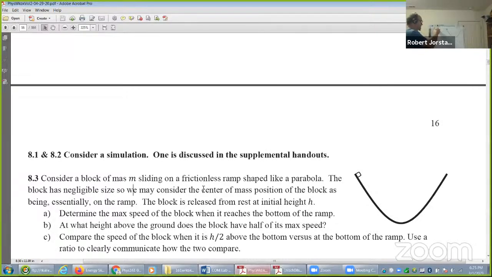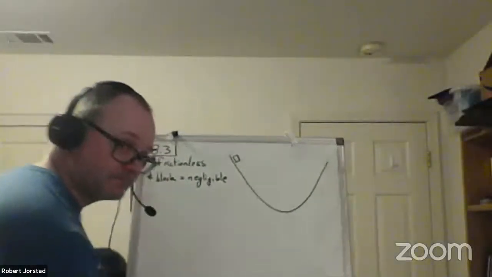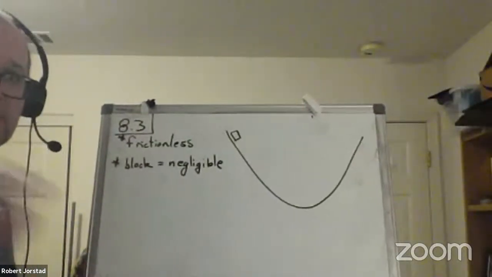And then we are told frictionless. Block negligible size, so we don't have to worry about its center of mass position. This matches up to our simulation pretty well, actually. Okay, and we know the initial height is h. So here's what we've got.